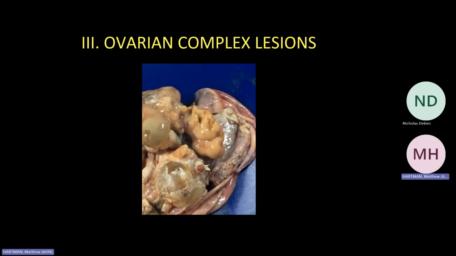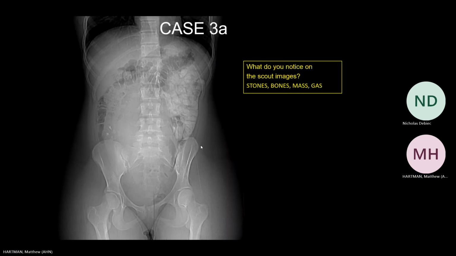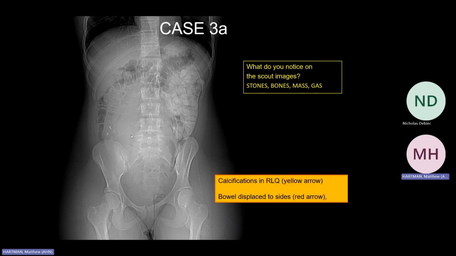And then our next category, complex. You're like, what are we looking at? You open this up, very heterogeneous. What could this be? So we have the scout film. Again, our mnemonic: stones, bones, mass, and gas. Hopefully everyone can appreciate we have a mass here. It's displaced the bowel. But within this mass, we have some calcifications. Maybe it's a little bit less dense here. So we'll see the truth machine, what this ends up being.